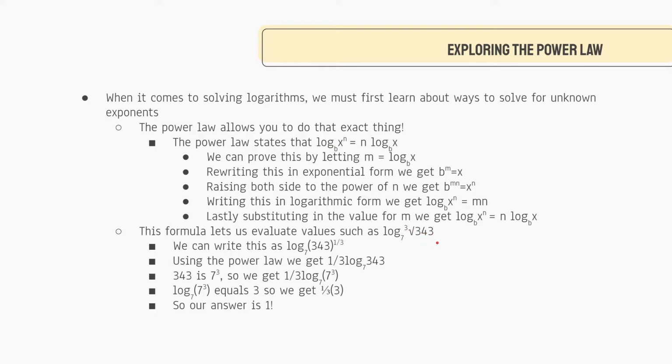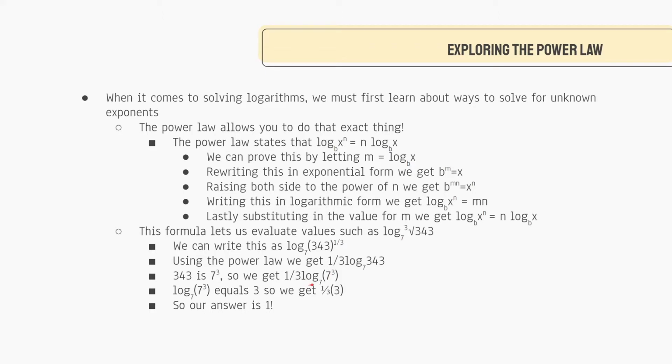So let's think about how we can rewrite this. Well, the third root of something is simply that number to the power of 1 over 3. So that is what we wrote here. Then, using the newfound power law, we know that we could just take this exponent and put it in front of the logarithm. And so we get 1 over 3 log base 7 of 343. Luckily for us, 343 is 7 to the power of 3. And so we get this over here. We know that if we have something of the same base together, the answer would simply be the exponent. And so we're getting a 3 in the brackets.